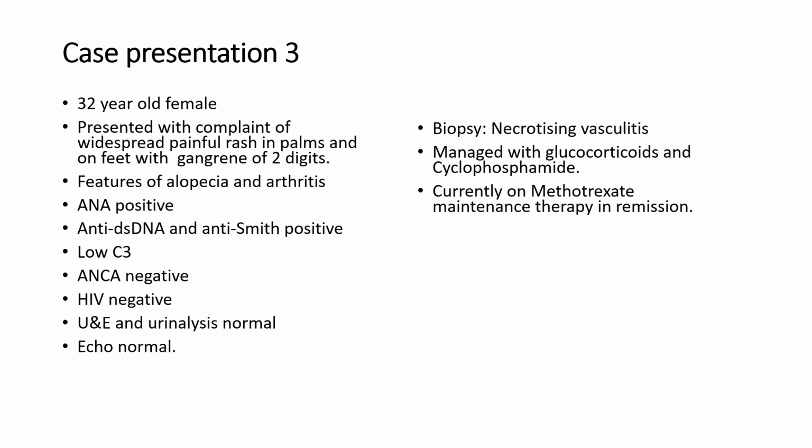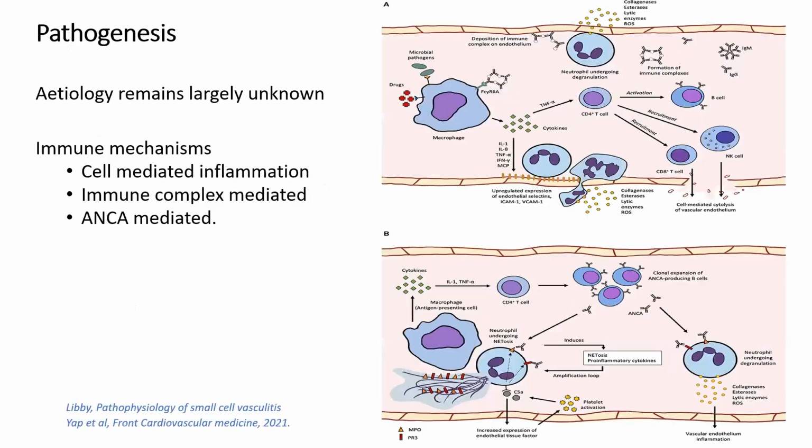We chose to hit her hard because we saw this as an organ-threatening disease. She was already losing her limbs, so we gave her cyclophosphamide induction, which she completed. She's currently stable in remission and on methotrexate. So this shows the various ways that vasculitis can present. I just chose a few. There are other ways it can present.